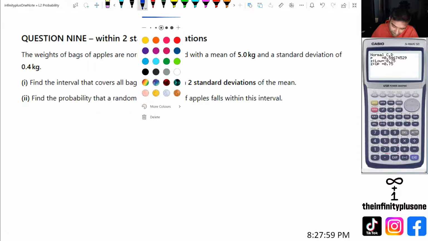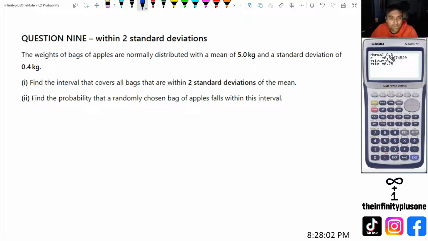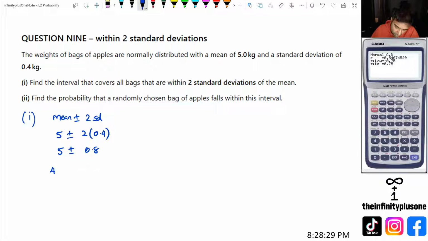All right, so for these ones here, now what it says is, the weight of the bags is normally distributed with a mean of 5 kgs, standard deviation of 0.4 kgs. The first part says find the interval that is within 2 standard deviations. All that means is we're doing mean plus or minus 2 standard deviations. So we've got 5 plus or minus 2 times 0.4. So we're going to get 5 plus or minus 0.8, which means we're going to get 4.2 and 5.8. That's pretty much the interval that's within 2 standard deviations of the mean.